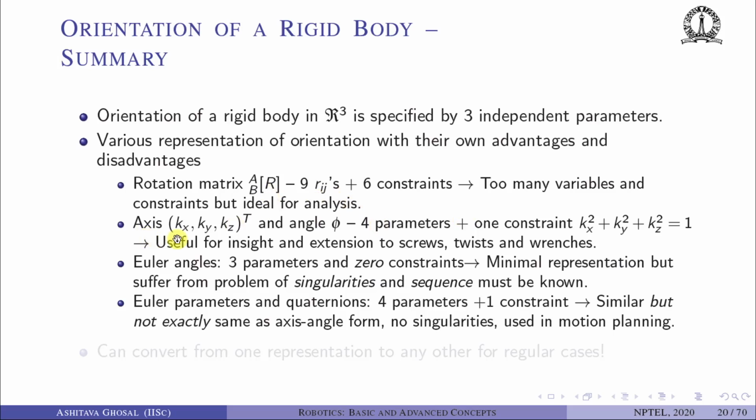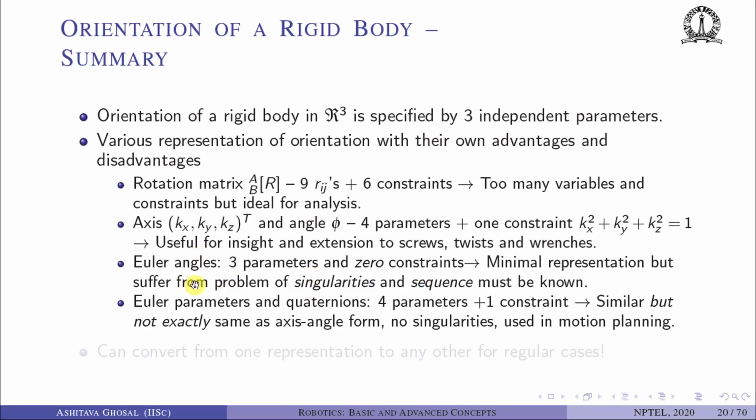We can also have the axis components kx, ky, kz and the angle phi. This is a 4-parameter representation of orientation with one constraint: kx squared plus ky squared plus kz squared is 1, so K is a unit vector. This is very useful for insight and extension to screws, twists, and wrenches. As I showed you, you can think of rotating a rigid body from the A coordinate system to the B coordinate system by rotating about this K axis by an angle phi. Later on we'll see that this can be extended to rotation and translation.